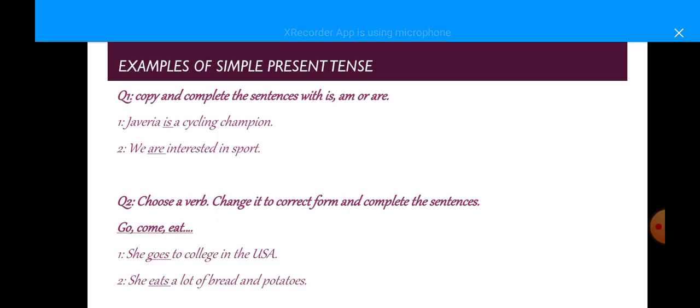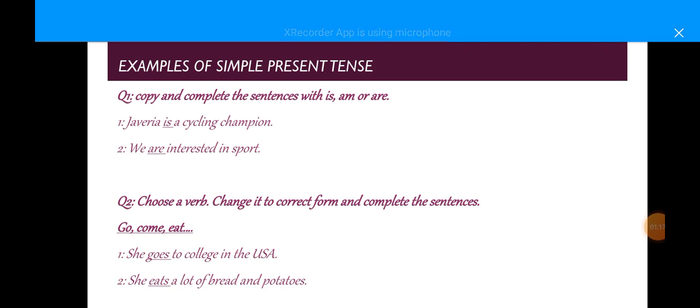For example, copy and complete the sentences with is, am or are. To make sentences into simple present sentences, we usually use is, am or are to make it a present tense. For example, number 1, Javeria dash a cycling champion. So here we will write Javeria is a cycling champion. Number 2, we dash interested in sport. So this will be we are interested in sport. In this way we can make these sentences into simple present tense.